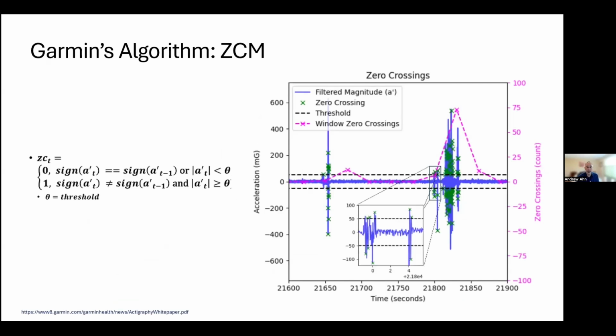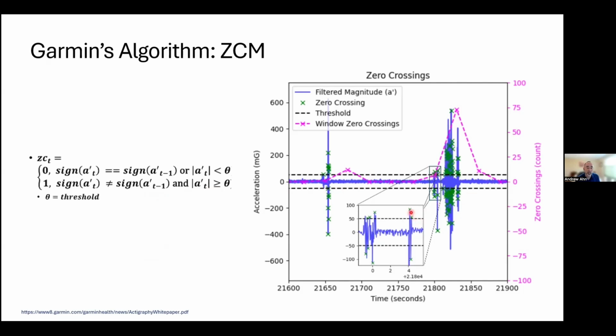So how does Garmin specifically implement the zero crossing mode? Their algorithm follows a pretty straightforward but precise rule. A zero crossing is counted with a value of 1 only when two conditions are met simultaneously. First, the time series must change sign between consecutive data points. And second, the acceleration value must exceed a specified threshold.